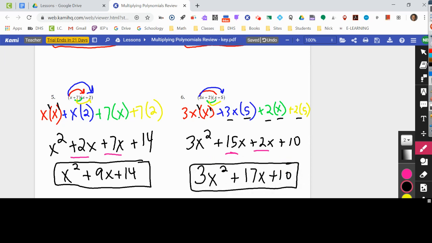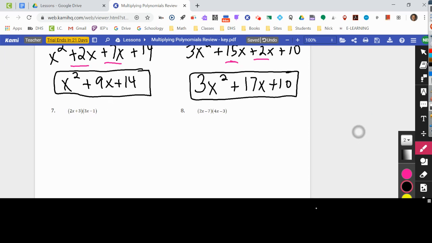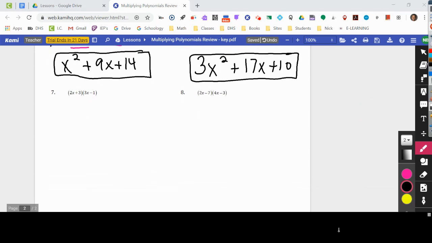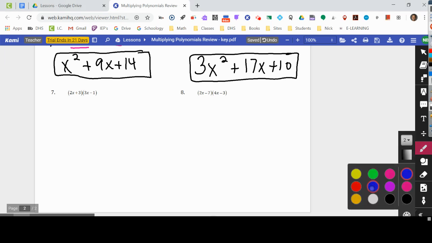All right, we got two last problems here. Of course, I'm going to make these a little more challenging, but not too bad. I know you guys got this. These last two problems here, we have 2x plus 3 times 3x minus 1. So we have this binomial times another binomial.